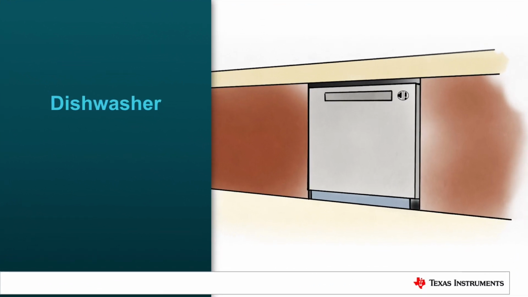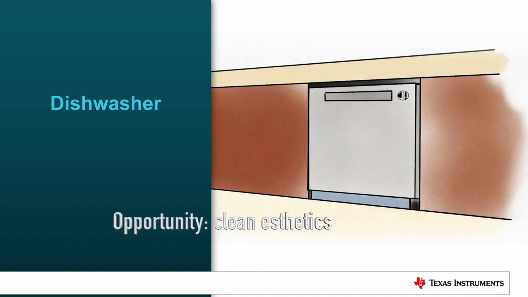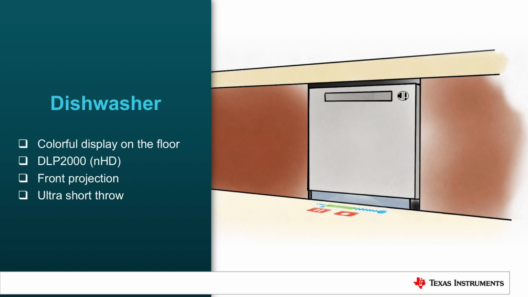One of the challenges today for manufacturers is to make the dishwasher's aesthetic design seamless, so that no buttons or LEDs or anything are visible when the machine is operating and when there's no user interface required. So with DLP Pico technology, we can have an on-demand display right on the floor. This display can be used on demand depending on the cycle or the function that is being executed at the moment, to display information to the end user.